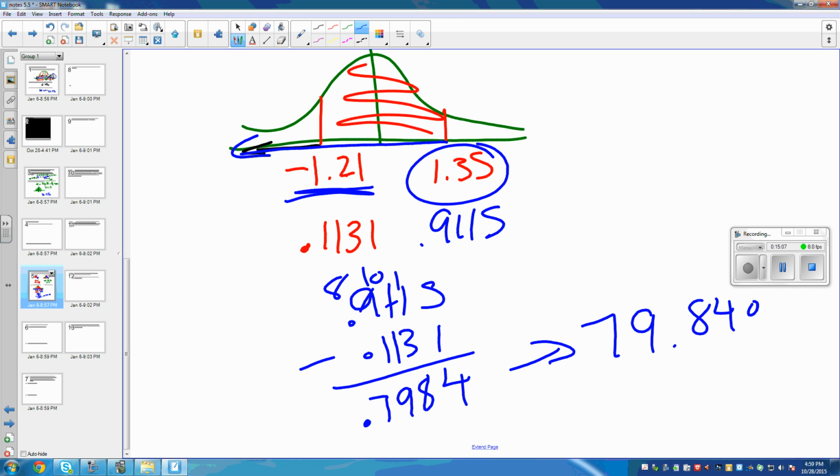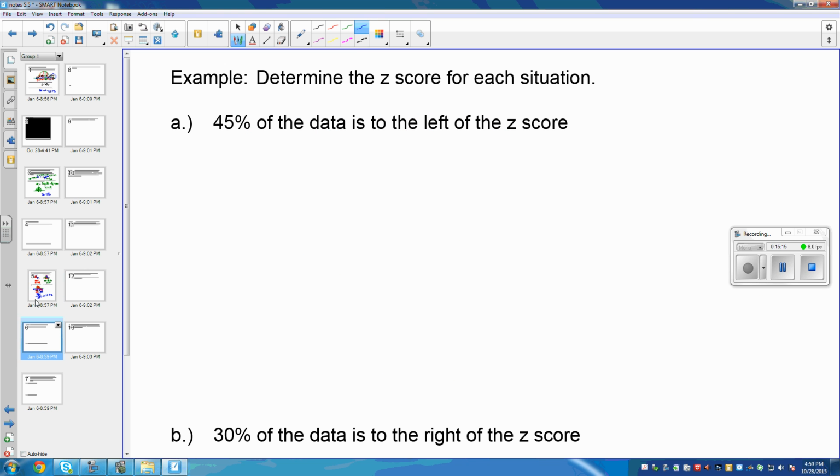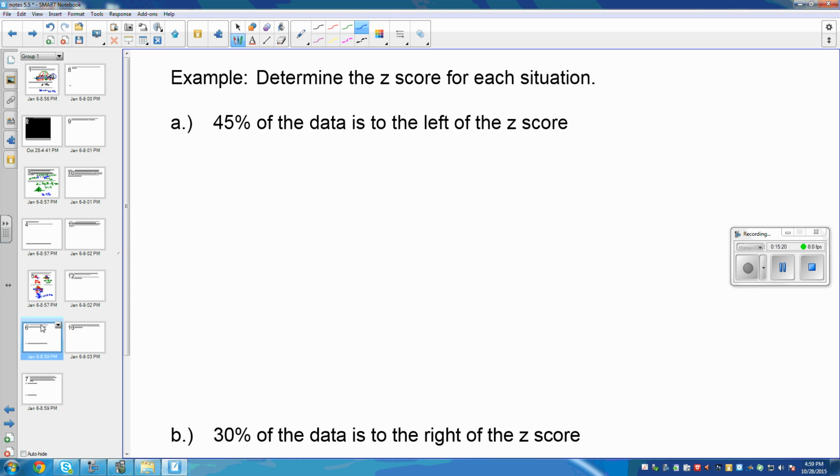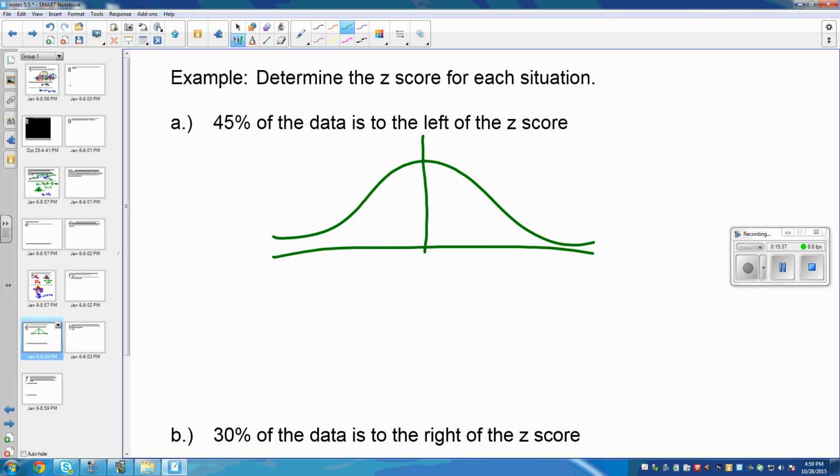Now, before we get into wordy examples, you can go backwards. Okay. So, to go backwards, you still got to draw out the situation. It says 45% of the data is to the left of the z-score. So if I draw this out, where's 50% again? That's right in the line, right? So left is this way, and 45% of the data is to the left. So this is 45%. I want to know, what's this z-score?